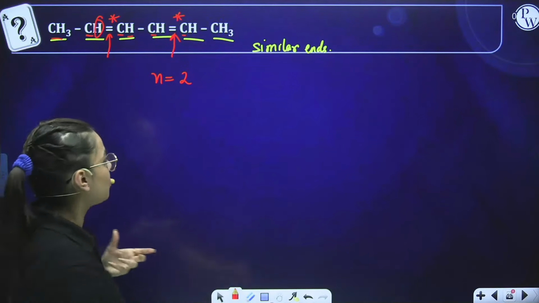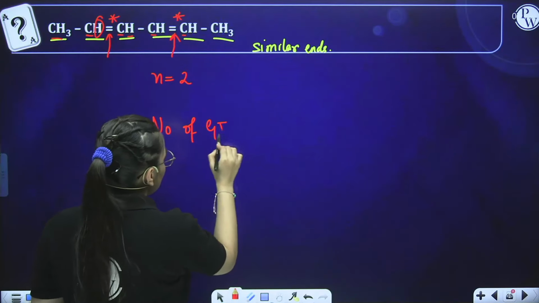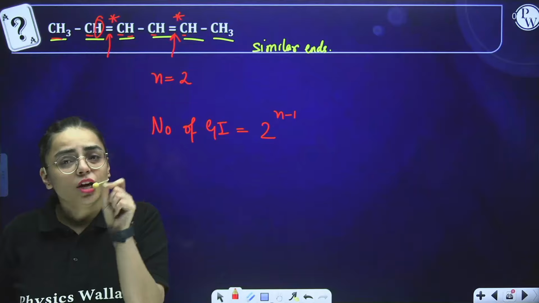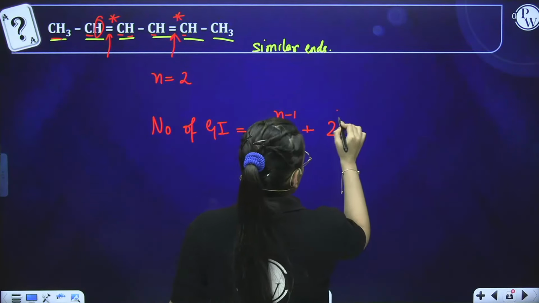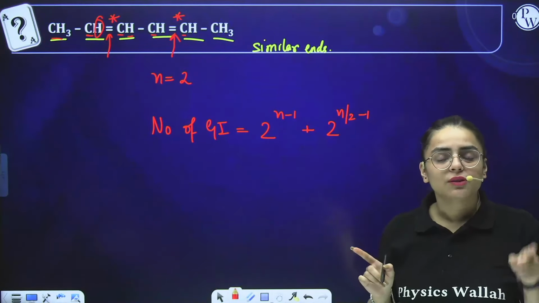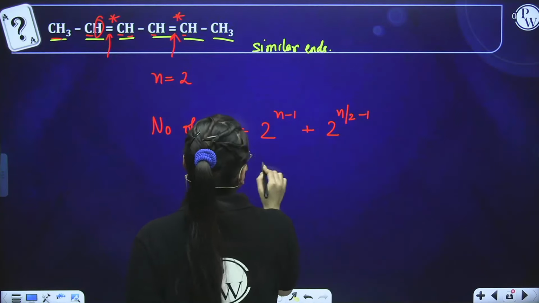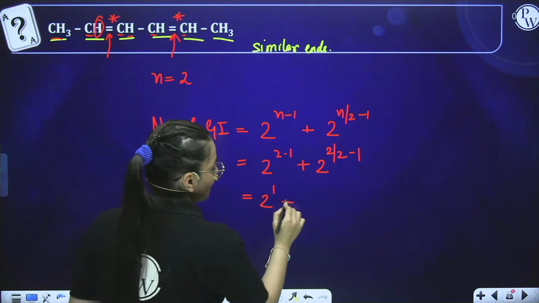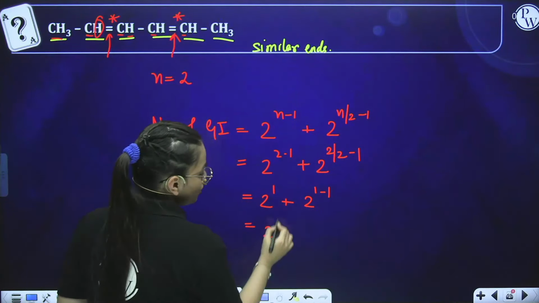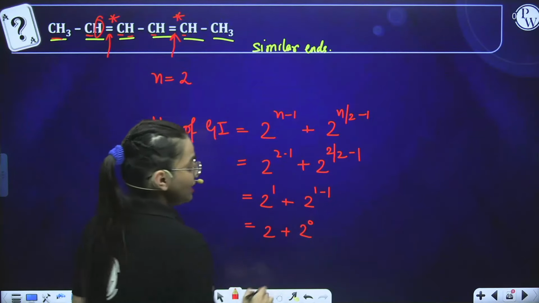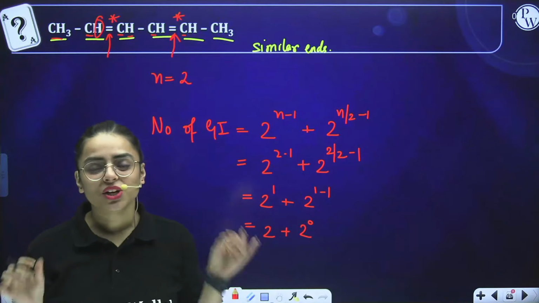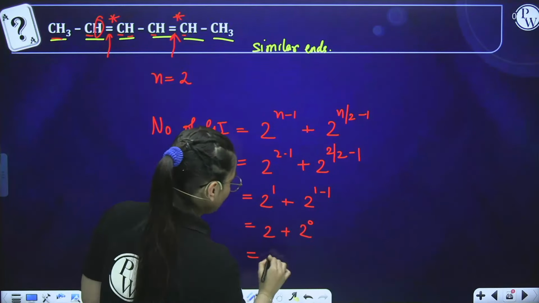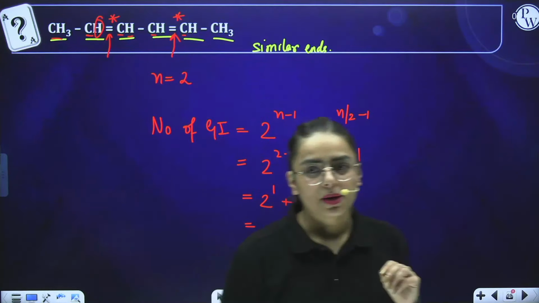Now, for similar ends, students, what was the formula? The number of geometrical isomers is equal to 2 raised to the power n minus 1. It was different from the dissimilar one, so don't get confused. Now comes plus 2 raised to the power n by 2 minus 1. It was the case for the even one, right? Now we write the n value as 2: 2 raised to (2 minus 1) plus 2 raised to (2 by 2 minus 1). Now 2 raised to the power 1 is 2, plus 2 raised to the power 0. Something raised to the power 0 is equal to 1. Don't get confused, it is the maths that you need to keep in your mind. When a number has a power 0, it is 1. So 2 plus 1 is equal to 3. So the answer will come out to be 3.